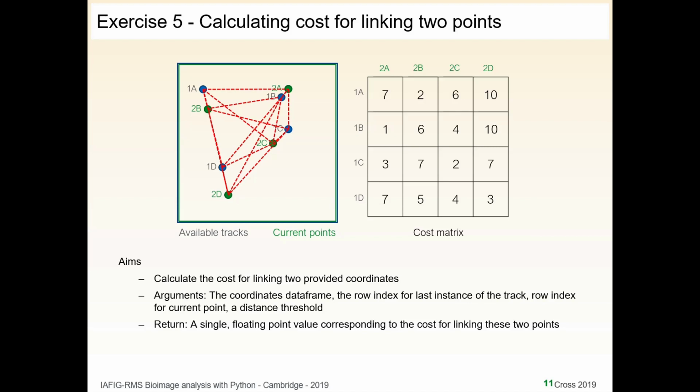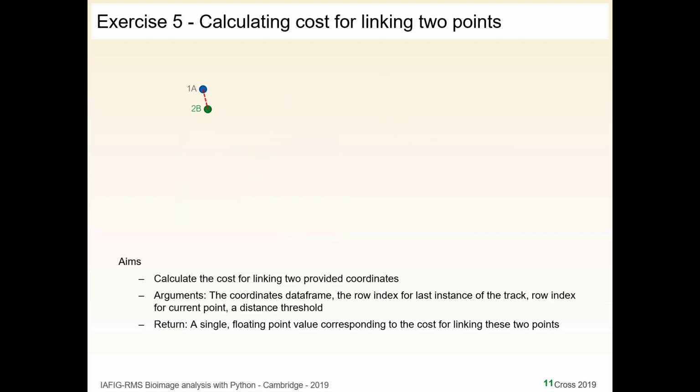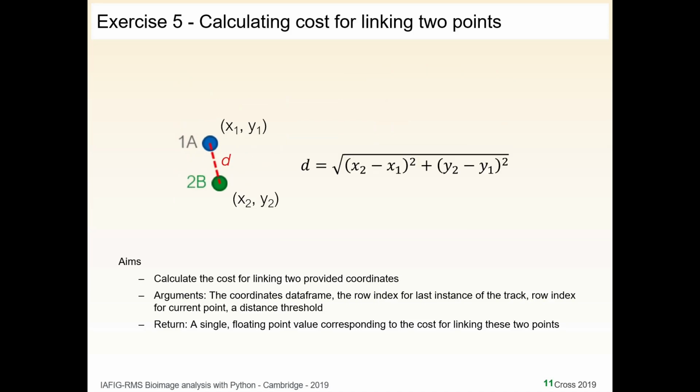Similarly, you might have, say, intensity measurements if you're looking at fluorescence microscopy data, so you might want to weight on those intensity measurements. What we're going to do in this exercise is just calculate the cost as the straight line distance between 2 points, and for that you can see the equation here. So the distance between those 2 points is equal to the square root of the squared distance in x and y added together.